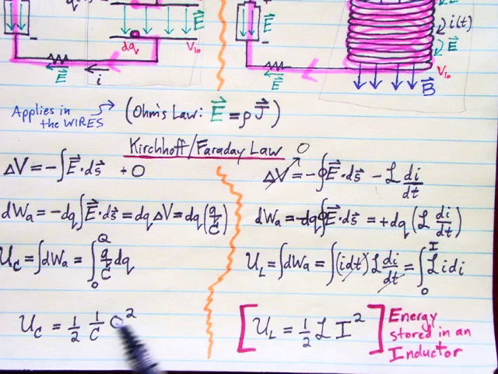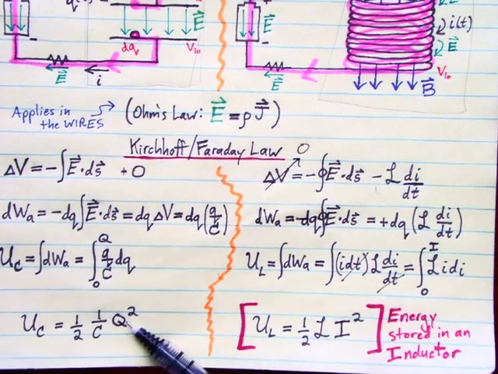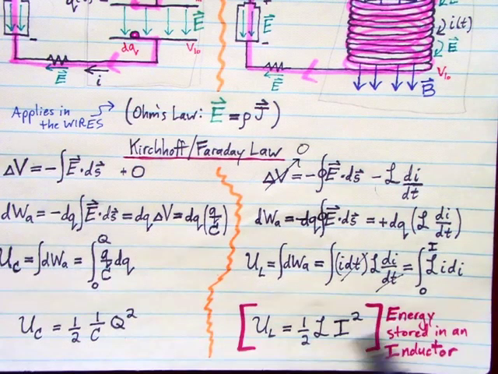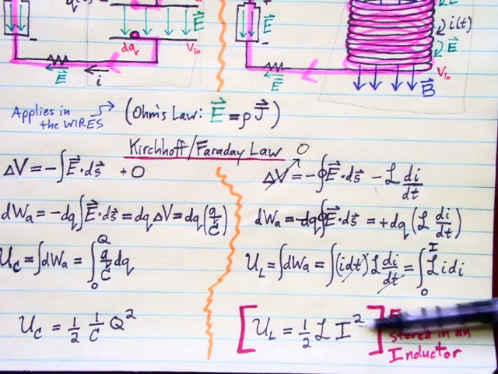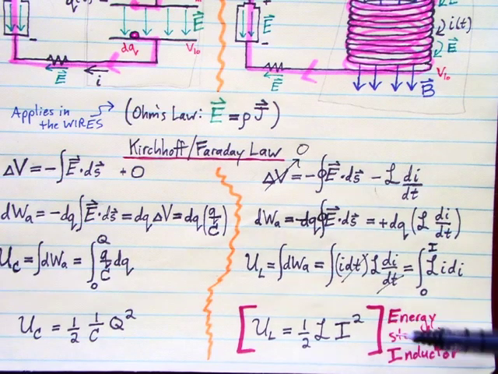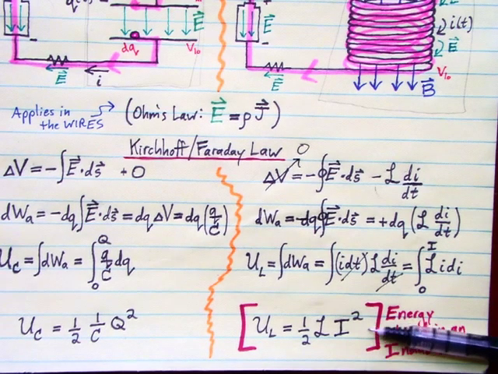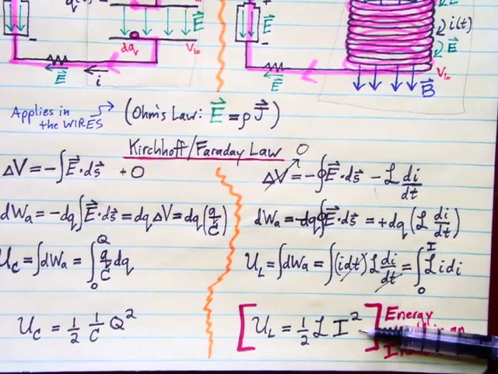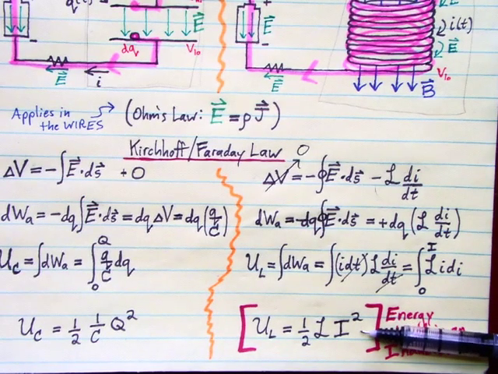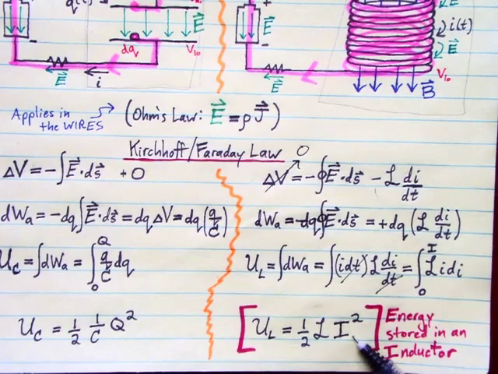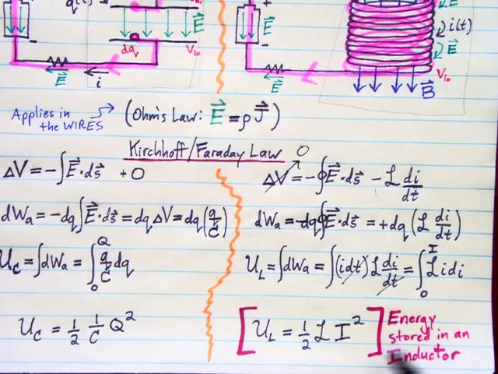Compare the two. A capacitor stores energy by having some amount of charge on it. An inductor stores energy by carrying an amount of current through it. And note here that this doesn't depend on the rate of change of current. Here, the inductor is storing energy as long as there is current flowing. And the more current there is flowing, the more energy is being stored.